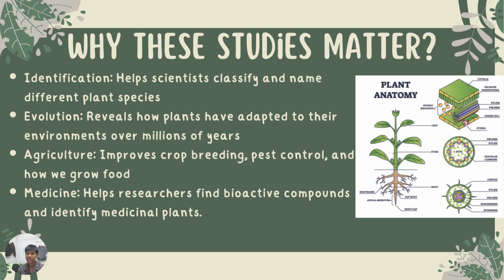Understanding this structure is vital for four main reasons. Identification. It allows us to classify and name species accurately. Evolution. It shows how plants adapt over millions of years. Agriculture. It helps us improve crop yields and pest control. Medicine. It assists in identifying bioactive compounds in medicinal plants.